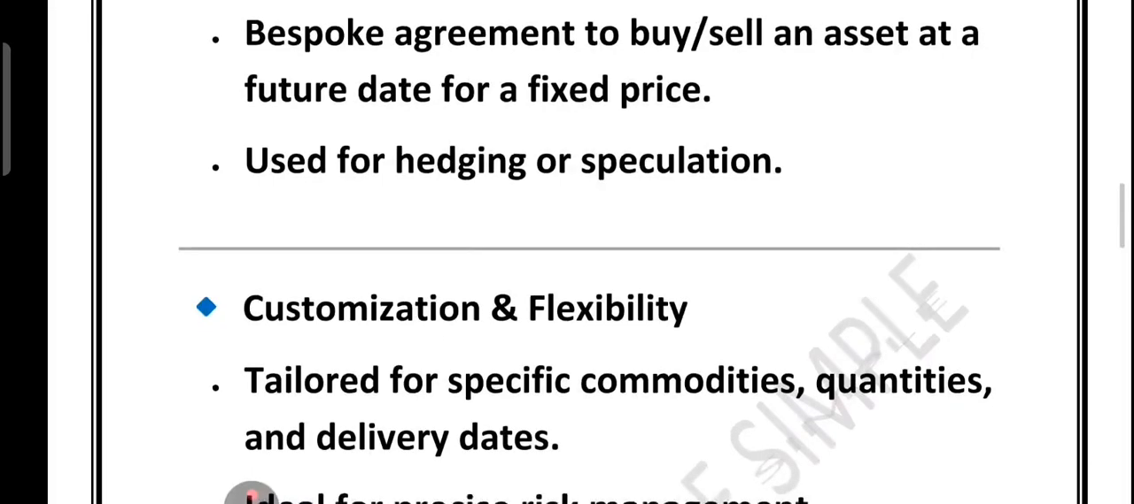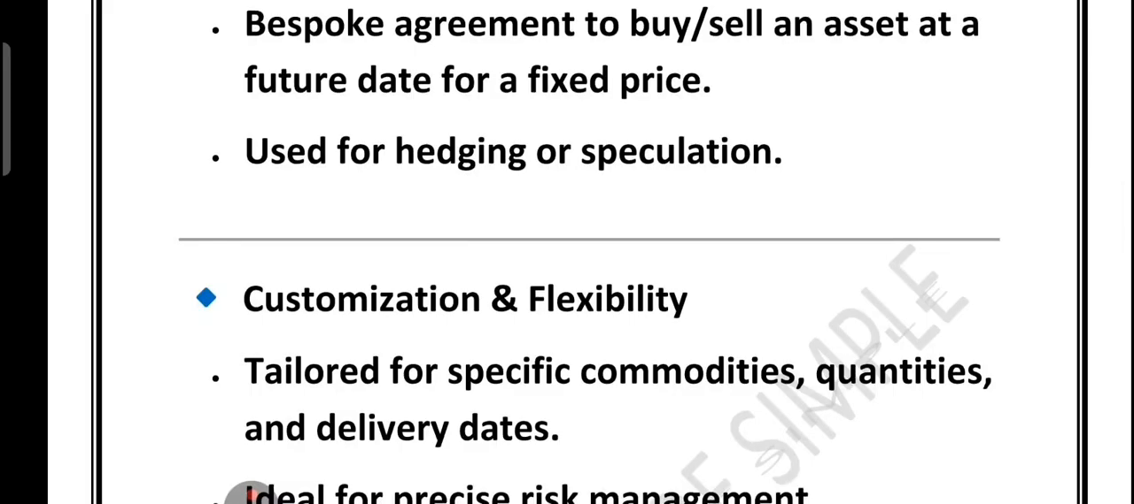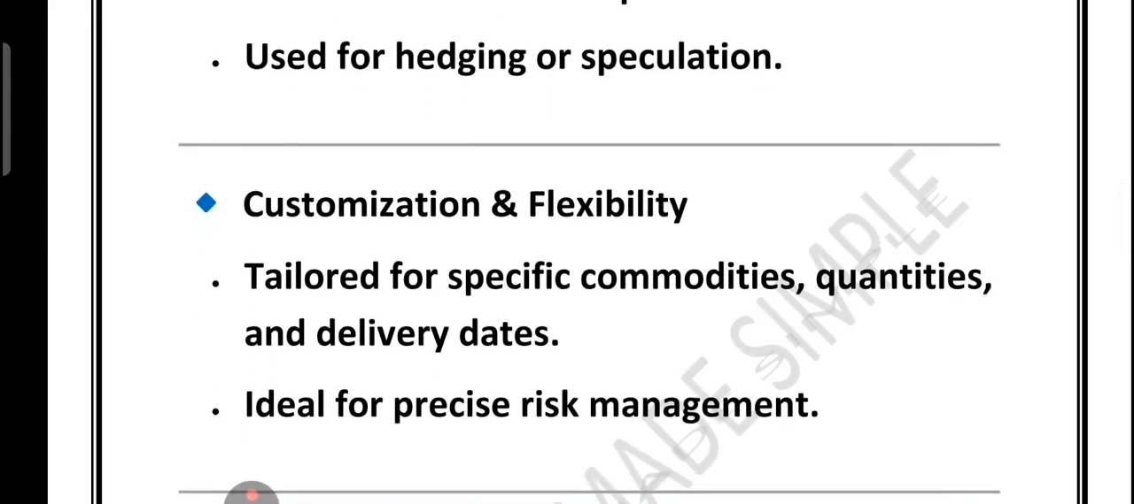So in simple terms, a forward contract lets you lock a price today for a transaction in the future. Remember, a forward contract is an agreement to buy or sell at a fixed future price. The purpose is hedging, which means reducing the risk, or speculation, which means profit from the price move. Remember these two words, customizability and flexibility, right? These two are very, very important.